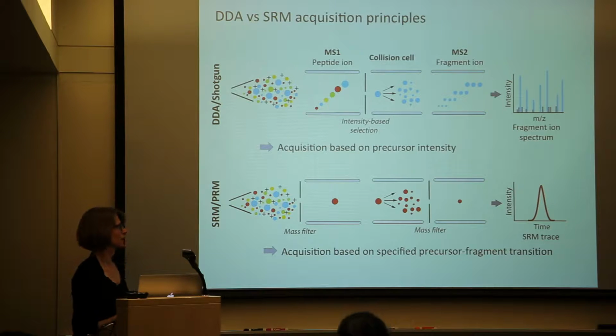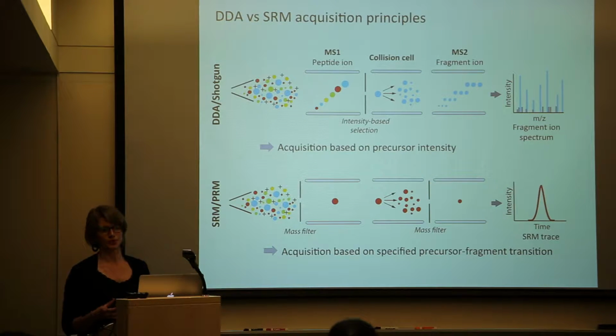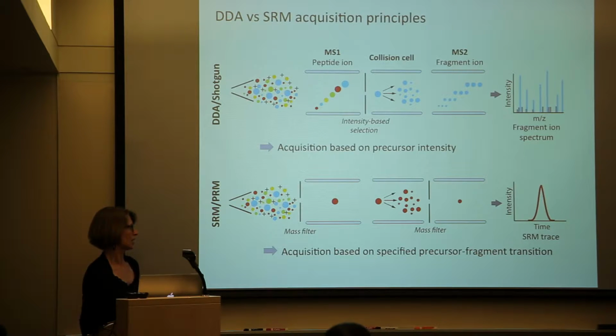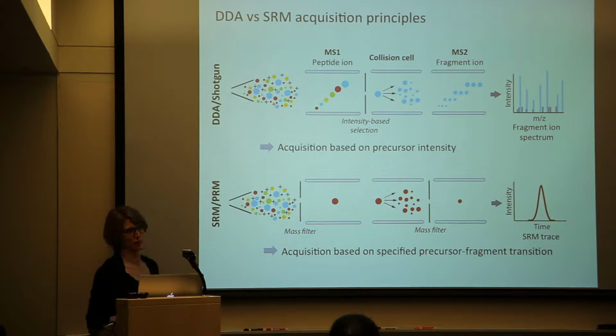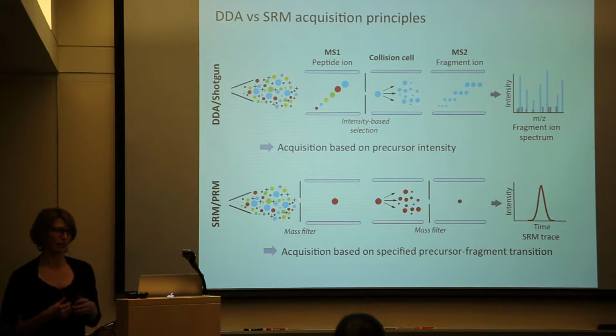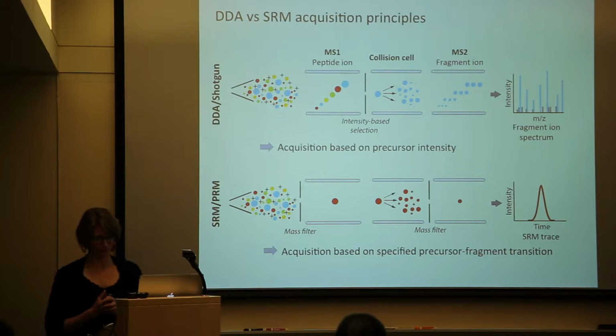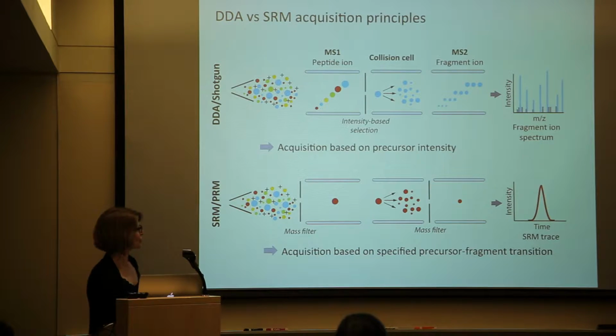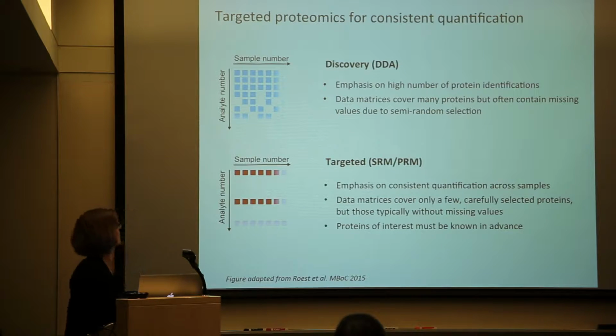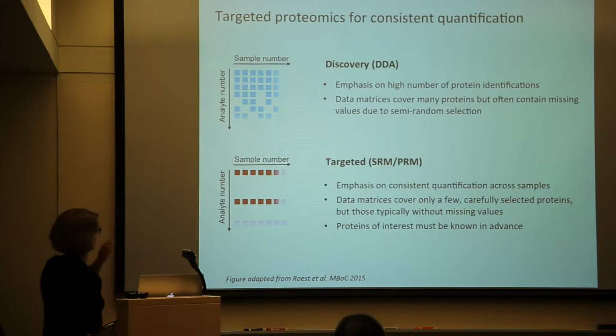In order to do that, you have to develop an assay. So you have to know the protein of interest that you want to target and the peptide of interest. It's called an SRM assay that you have to develop, but it's pretty straightforward if you have information about their fragmentation. Just to give you an idea of what the data matrices look like using the different approaches, I tried to summarize this here.